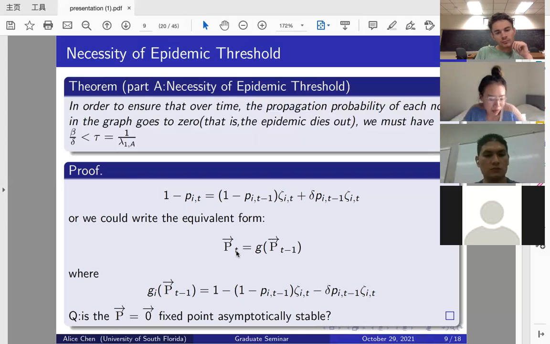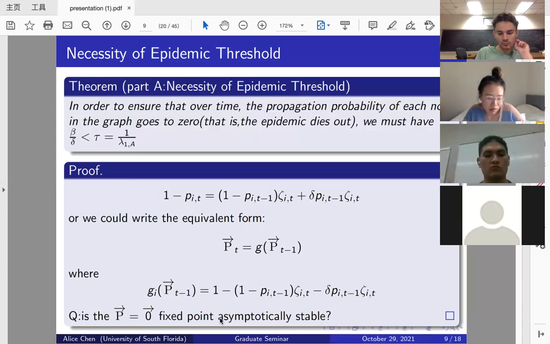But here is another question we still need to answer. If the infection probability of all nodes comes close to 0, will the dynamic system push it even closer to 0? In other words, the question I posted here: is the p equals 0 fixed point asymptotically stable? If the answer is yes, the infection probability will go to 0 and the infection is going to die out. And if not, then okay. So it seems like we need something else to answer the question.